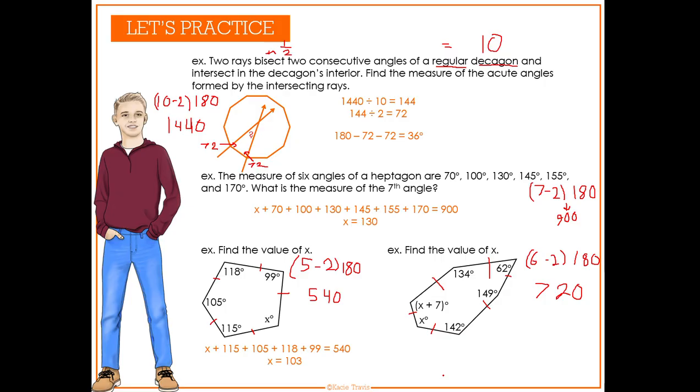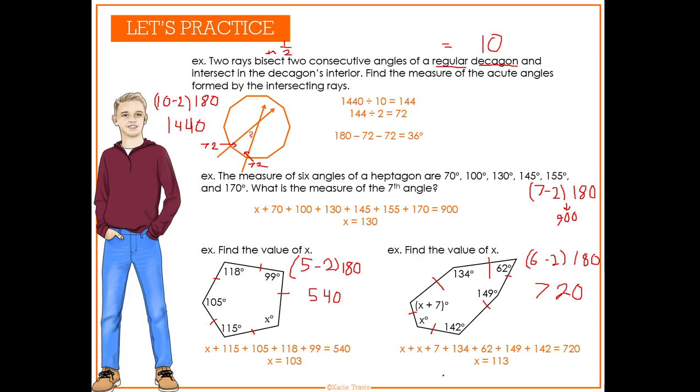Easy peasy lemon squeezy. Now over here on the right, we had 6 angles and they were adding up equal to 720. When I subtract all of those from 720, I would have gotten 226. And then when I divided by however many x's I had, which were 2, that's how I got this 113.